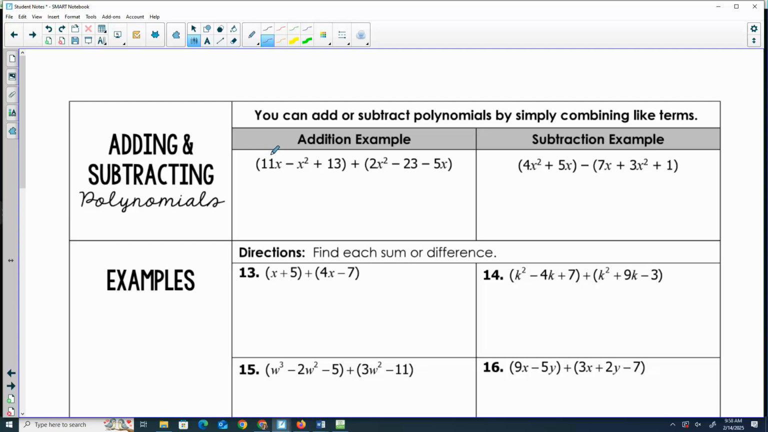So if I have an 11x, which one can I add to that? Be careful, if it's a minus 5, that's like plus negative 5. So 11 plus negative 5. Remember, when we add, the variables don't change, so you just do 11 plus negative 5, which is 6, and the x stays the same.